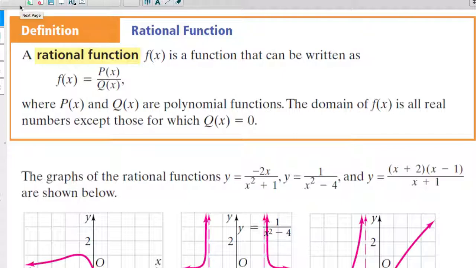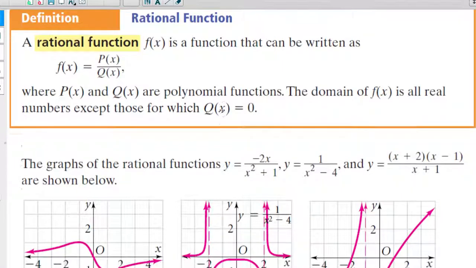So, let's begin with looking at the definition of a rational function. Just trying to jump right on in. A rational function is any function that can be written as p of x divided by q of x. So basically, a function divided by another function. And as you can see, the domain of f of x is all real numbers, except for those which cause the function in the denominator to be equal to 0.